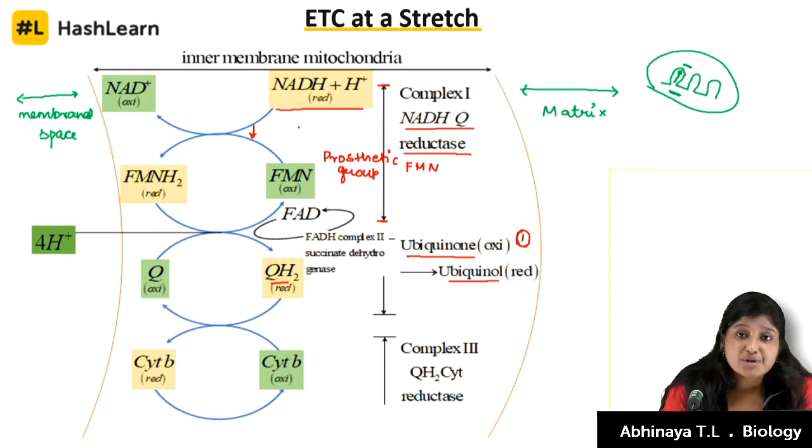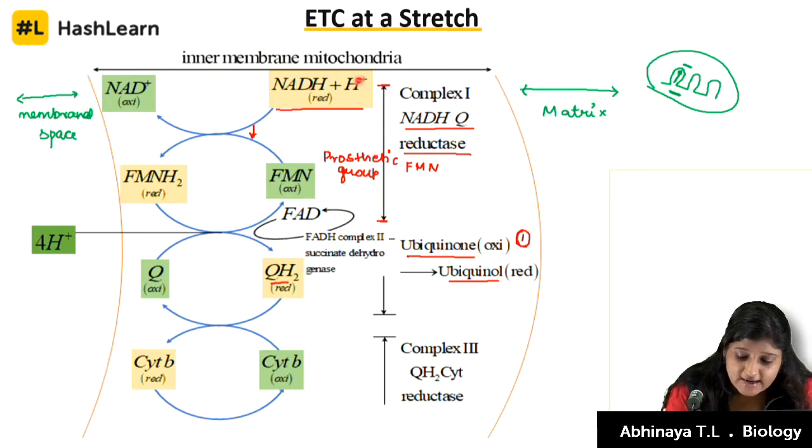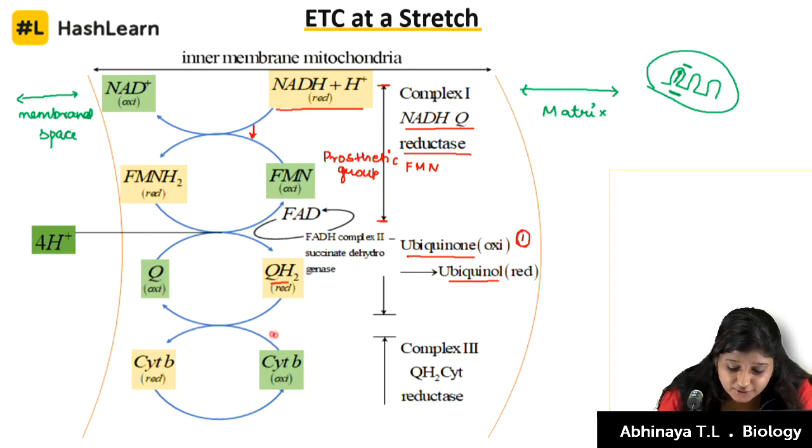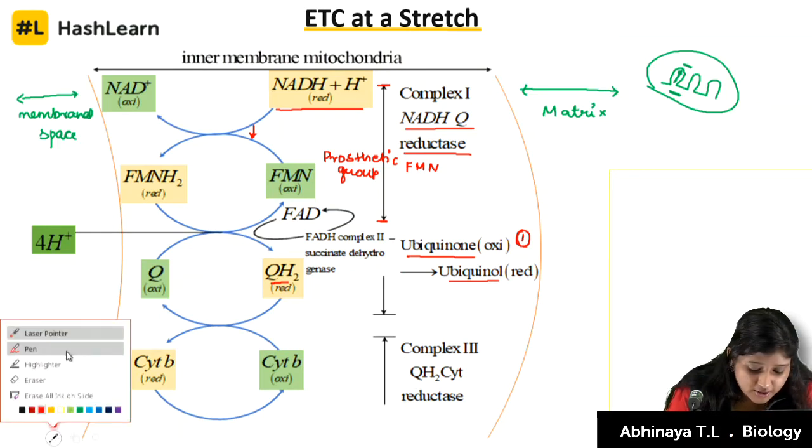The electrons lost by your NADH move through complex 1, that is through the prosthetic group. Then it comes to ubiquinone, the first small electron carrier, and then the electrons move to complex 3, which is actually made of 2 such molecules.